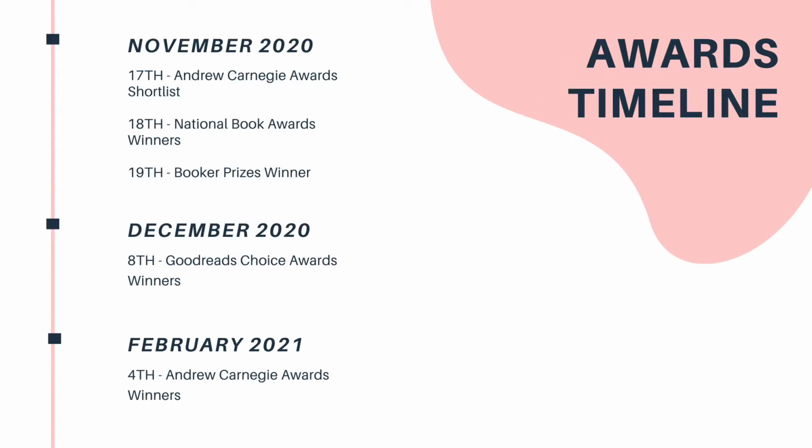Just as a reminder, the Andrew Carnegie Awards shortlist will be announced today. The National Book Award winners will be announced tomorrow, and the Booker Prize winner will be announced on Thursday. Also, be on the lookout for the Goodreads Choice Award winners in December and the Andrew Carnegie Award winners in February 2021. And that is a wrap on the upcoming book awards.